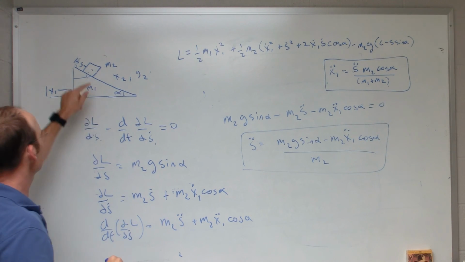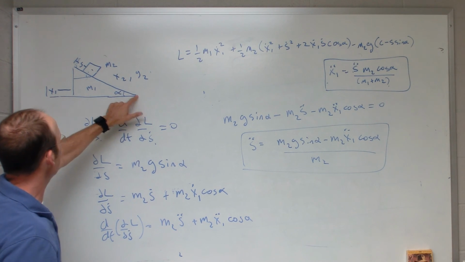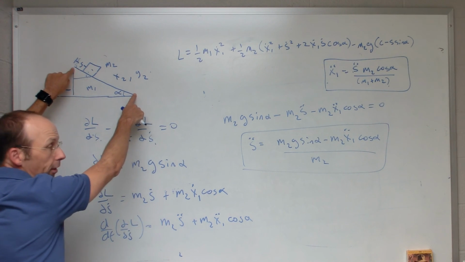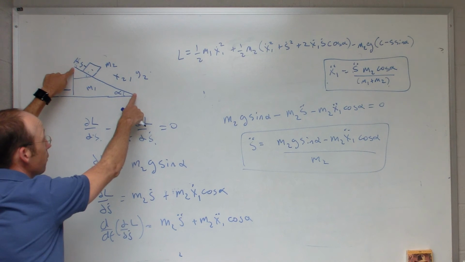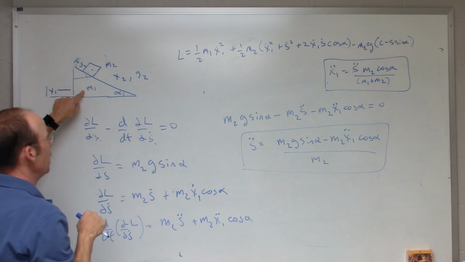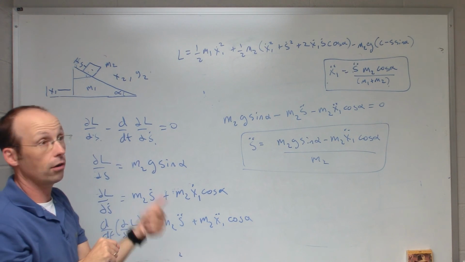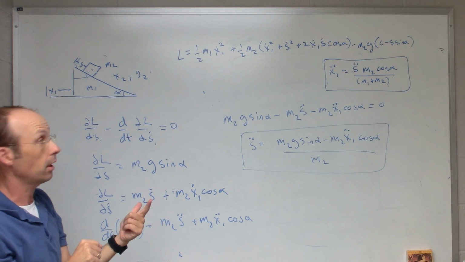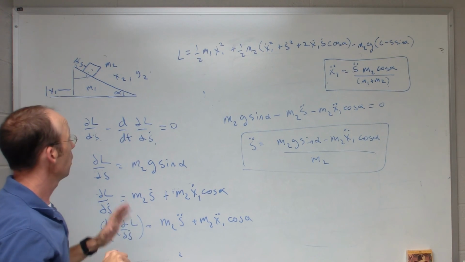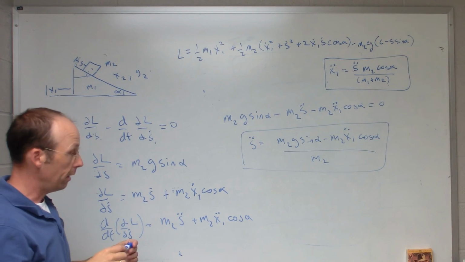What else can you do? Once you get s double dot, you can put in some values and get the velocity of this when it gets to the bottom, and get the velocity of that one as well. You should be able to show that energy is conserved and momentum is conserved. So that's pretty cool. That took a little bit longer than I wanted it to, but it's a great problem and a great example.